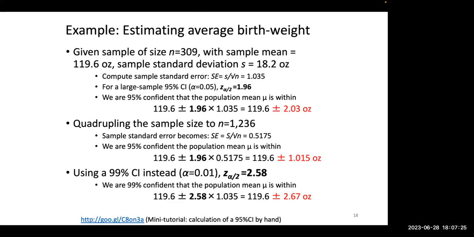So now, back to that example with the birth weight of infants. This is a nice example where you can try to do some calculations. So we have 119.6 ounces plus or minus 1.96 multiplied by 1.035. That's the standard error of the mean. You basically get 119.6 plus or minus 2.03. You're adding that and subtracting that, and you get your lower and upper limit.